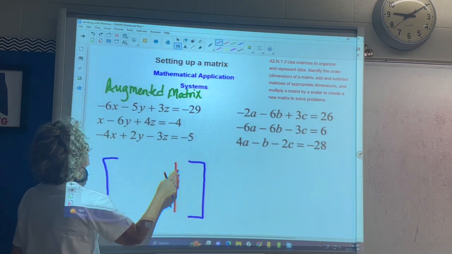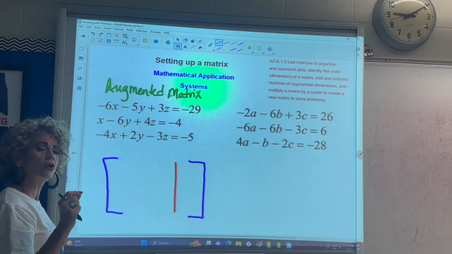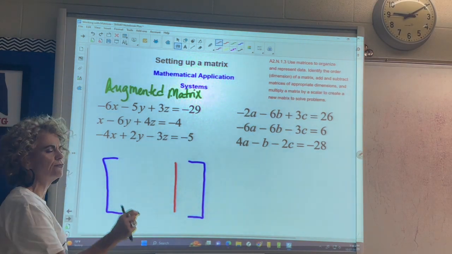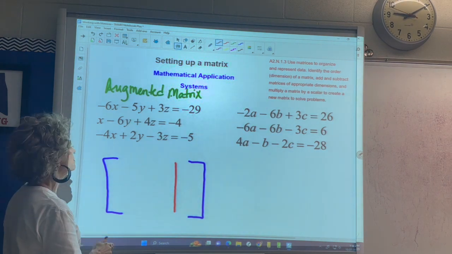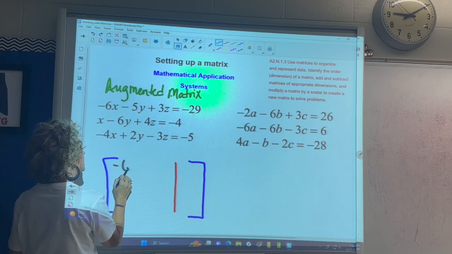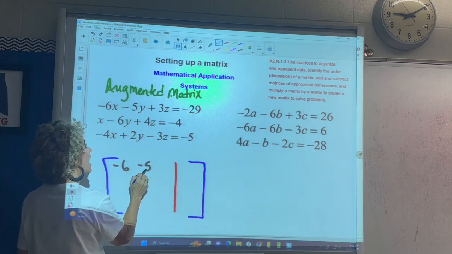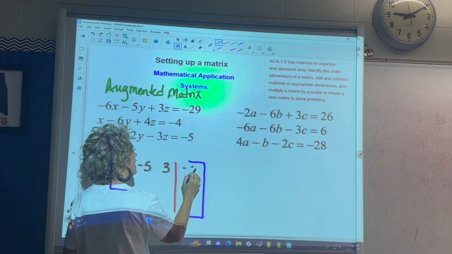All right? So in equation number 1, I list only the coefficients, the number in front of the variables. And you always keep your sign with the number. So I have x, y, z, negative 6x, negative 5y, and a positive 3z equals a negative 29.